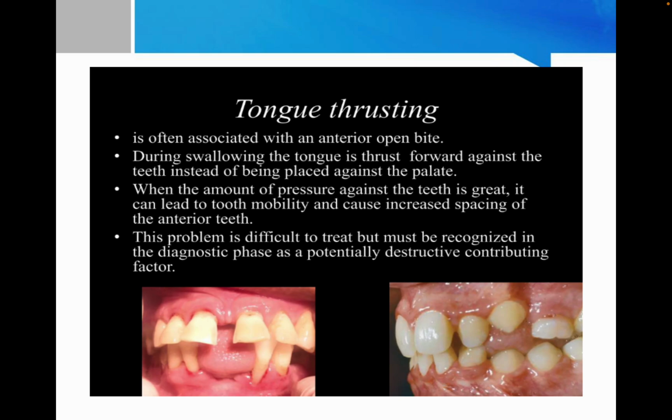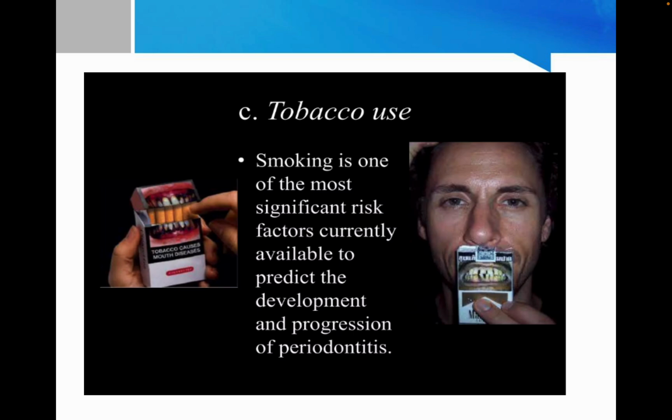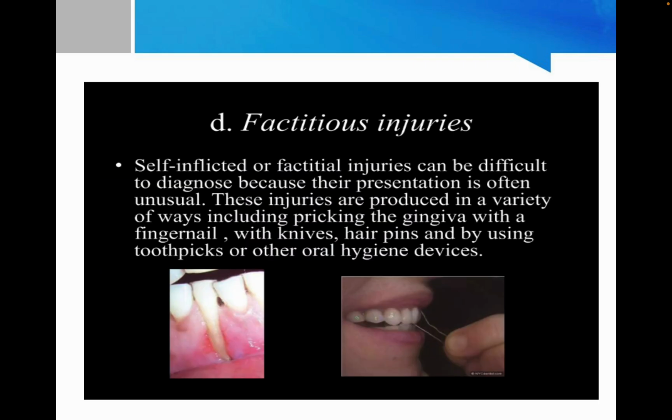Tongue thrusting is often associated with an anterior open bite during swallowing. The tongue is thrust forward against the teeth instead of being placed against the palate. When the amount of pressure against the teeth is great, it can lead to tooth mobility and cause increased spacing of the anterior teeth. Smoking is one of the most significant risk factors currently available to predict the development and progression of periodontitis.